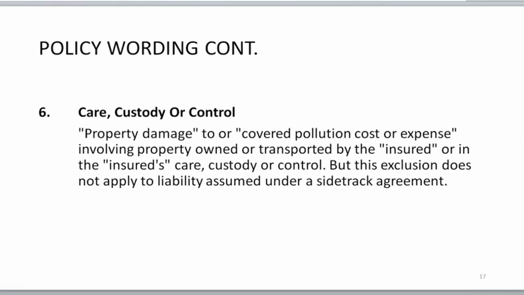Exclusion 6, care, cost, and control. We don't cover property damage or pollution cost and expense involving property owned or transported by the insured or in the insured's care, cost, and control. This exclusion does not apply to liability assumed under a sidetrack agreement. Again, that would not be auto-related.